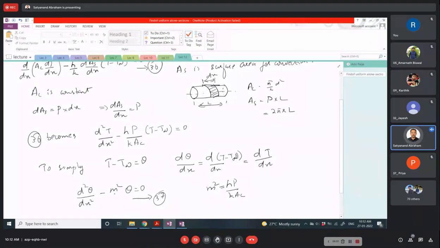Now you can see that we have reduced our equation to a homogeneous equation, and this m square, which is equal to hP by kAc, we are calling m square because this term comes into the picture, and this term as well as the square root of hP by kAc comes into the picture now.